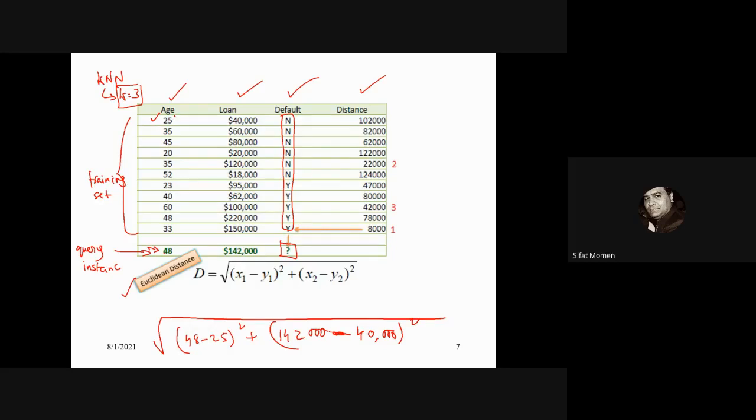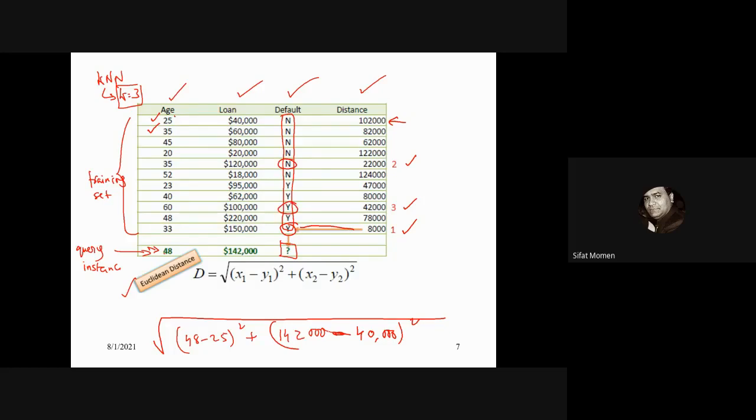Yes, sir. And this value is actually 102,000. That's it. So for each instance you find the distance with the query instance, which is 82,000, the next one is 62,000 and so on. Now if I want to use the KNN classification algorithm with k equals 3, we'll have to find the three closest ones. So the three smallest ones are the first one, this one, the second one, this one, and the third one, this one, correct or not? So based on this, the first one is yes, the second one is no, and the third one is yes.